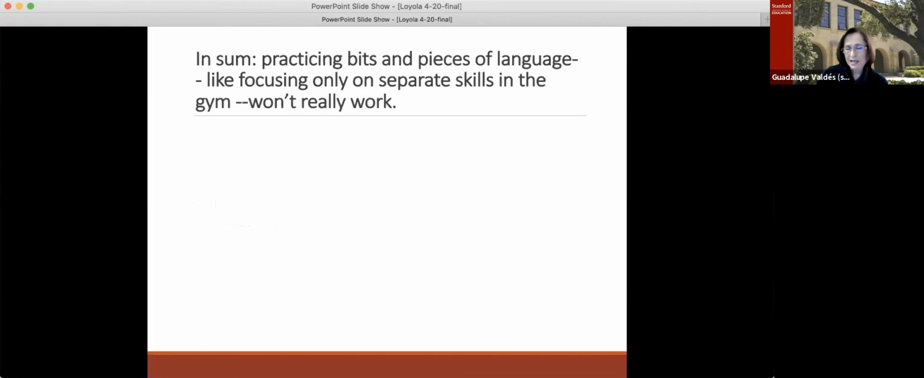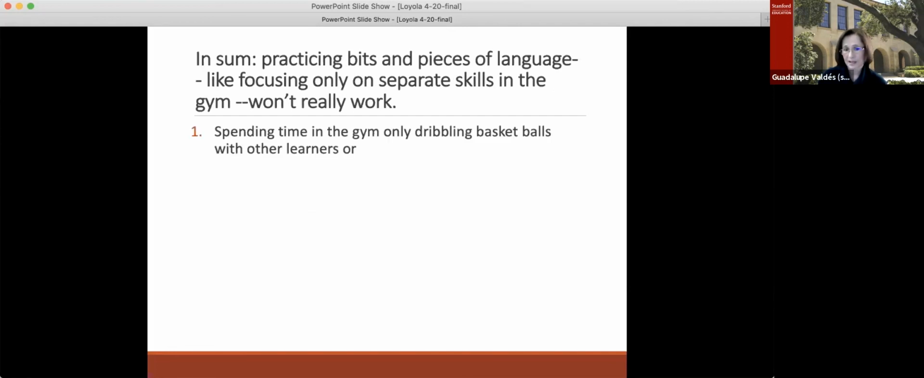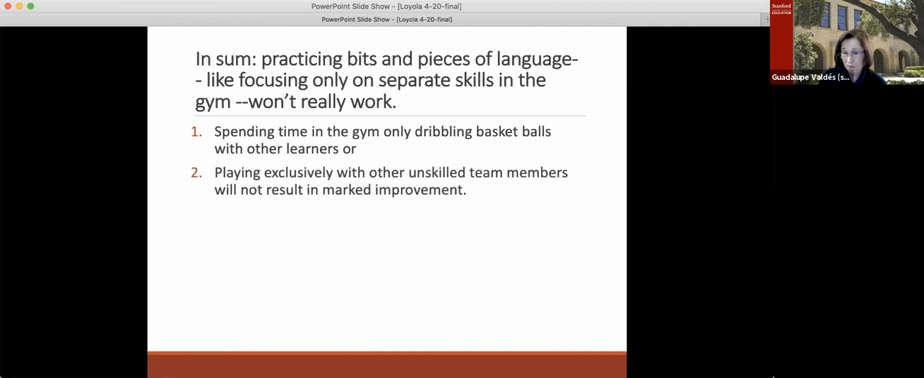So I'm going to sum up by saying that practicing bits and pieces of language, like focusing only on separate skills in the gym, won't really work. That spending time dribbling basketballs with other learners or playing exclusively with other unskilled team members is not going to result in marked improvement.